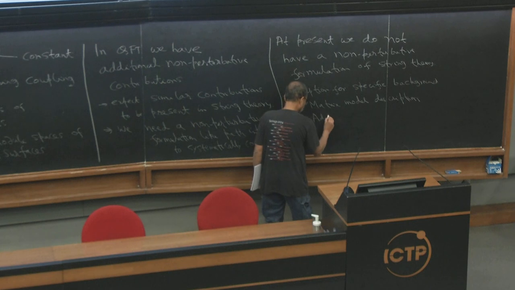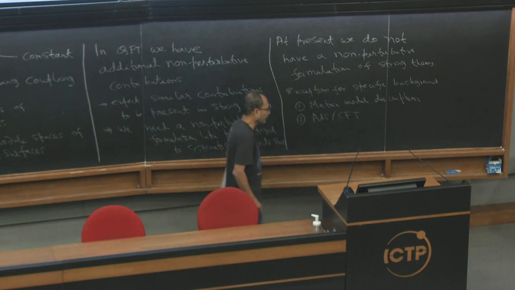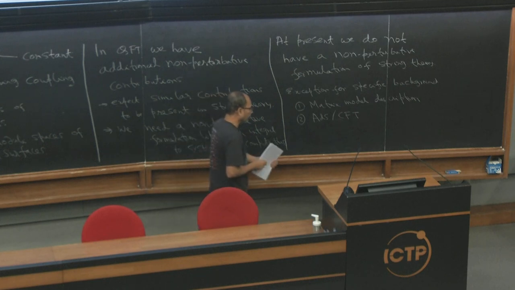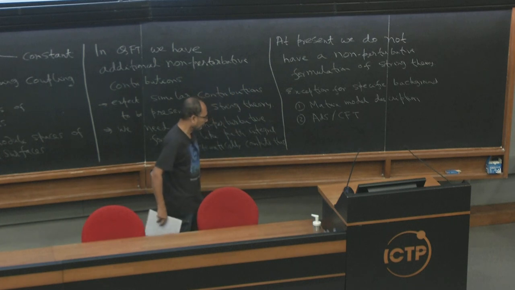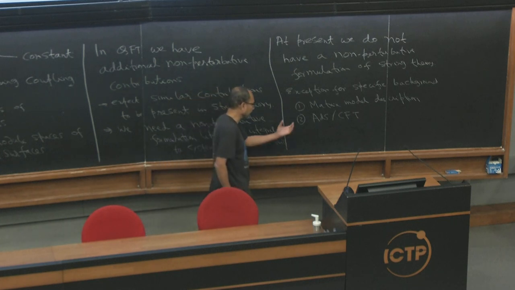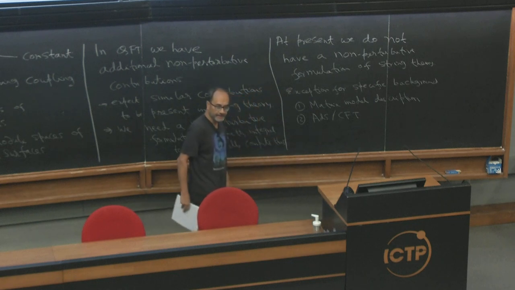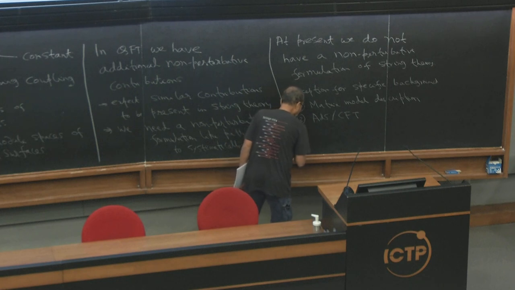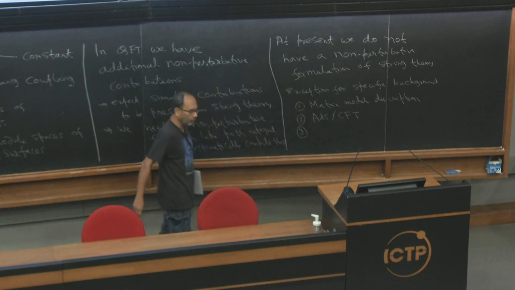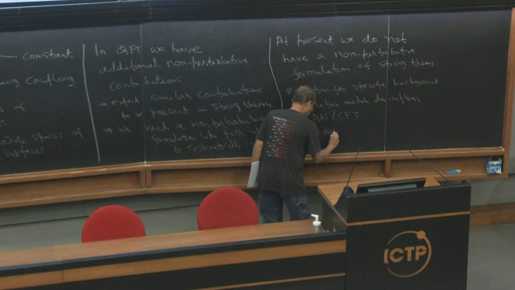AdS/CFT certainly is an example where you can try to use dual conformal field theories to give a non-perturbative formulation. The most famous example is type IIB string theory on AdS5 times S5, which is given by a dual Yang-Mills theory. Or in some cases, even though you don't have full non-perturbative control, we can use S-duality to get some insight into the non-perturbative effects.